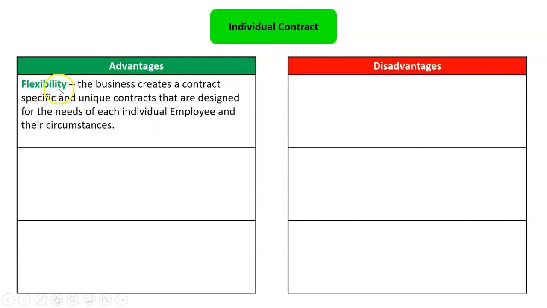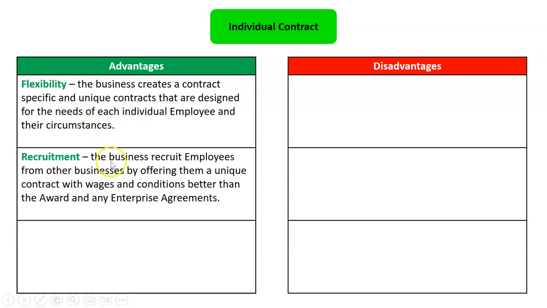It's the ultimate flexibility. You look at professional sports teams, every player gets their own individual contract to recognise their exact skill level and so on. So the business creates a contract specific and unique to each employee. It's a great recruitment tool because we can offer an individual their own individual contract.